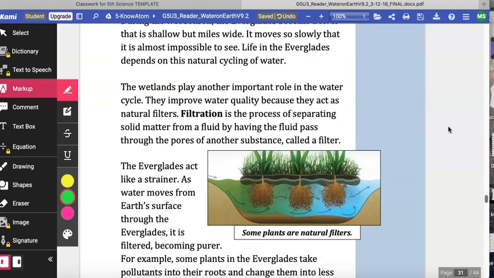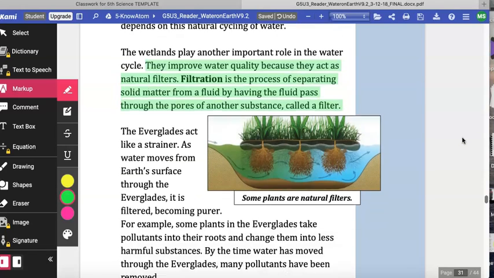The wetlands play another important role in the water cycle. They improve water quality because they act as natural filters. Filtration is the process of separating solid matter from a fluid by having the fluid pass through the pores of another substance called a filter.